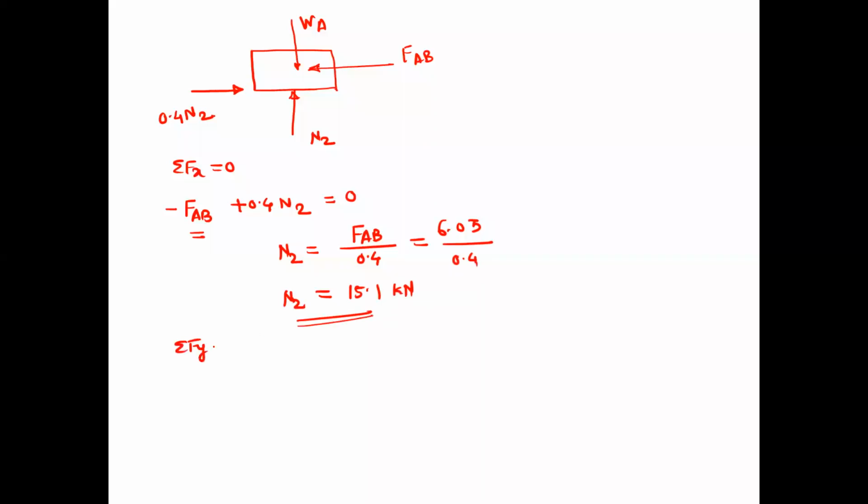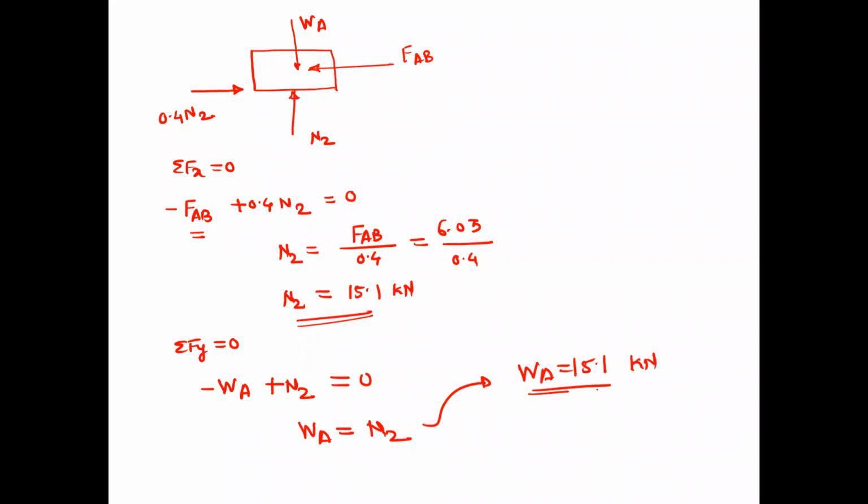Then use summation Fy is equal to 0. So that is equal to minus WA plus N2. Okay. So WA is equal to N2, and that is equal to 15.1 kilonewton.